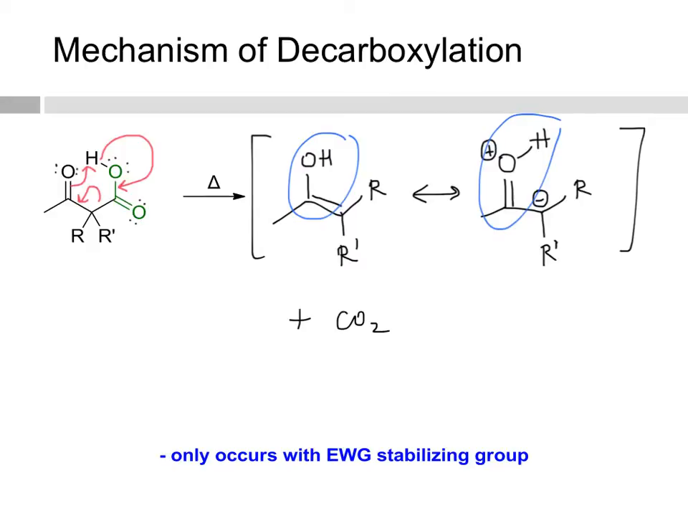And of course, remember that this negative charge is stabilized by resonance, and usually you will need a carbonyl or some electron withdrawing group at the beta position of this leaving carbon dioxide unit.